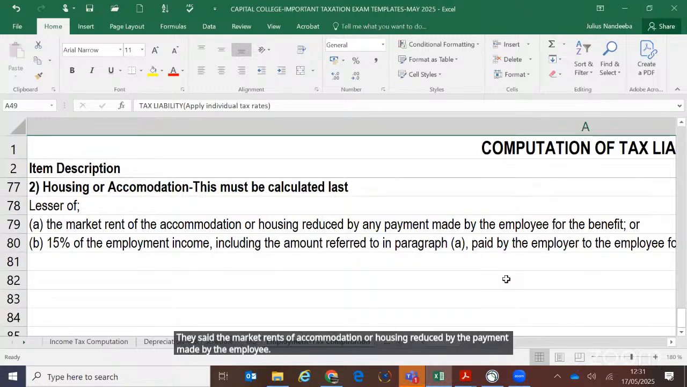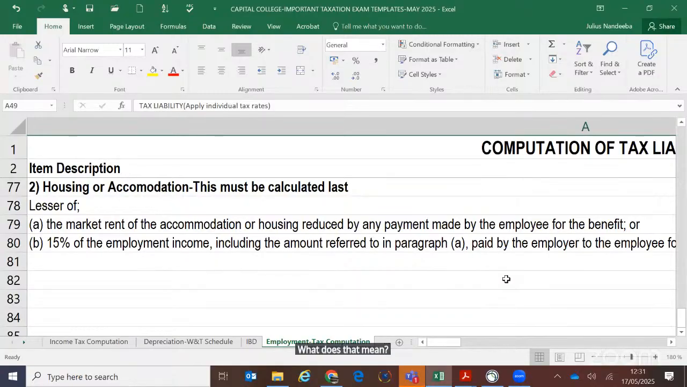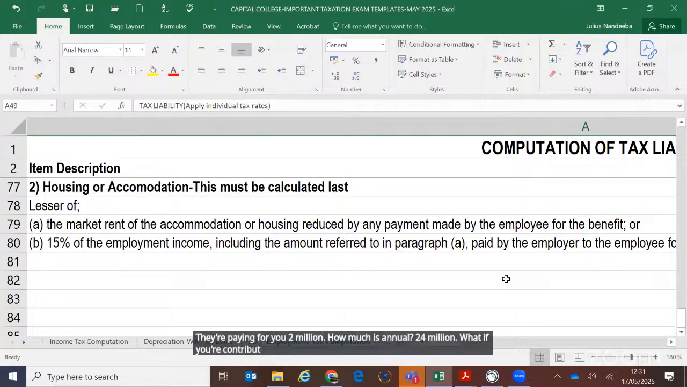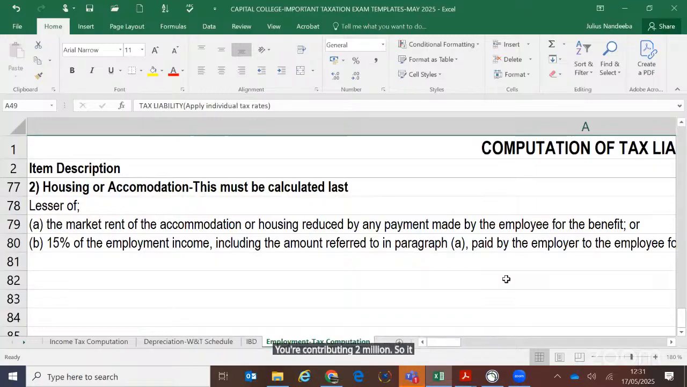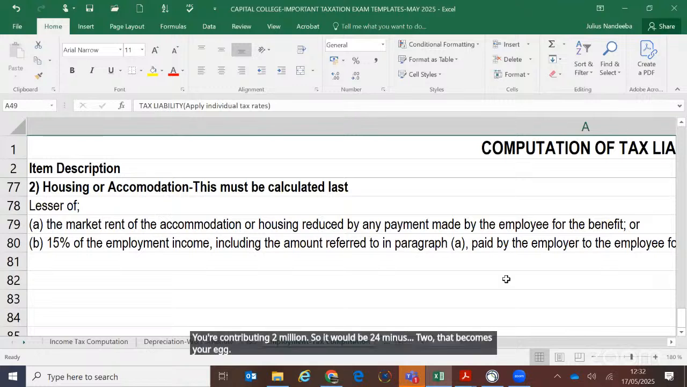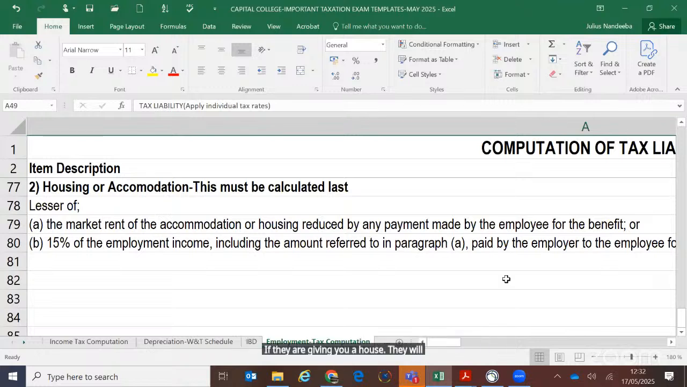What does that mean? An example, they are paying for you rent, and each month they are paying 2 million. How much is the annual payment? They are paying for you 2 million. How much is annual? 24 million. What if you're contributing, say for example, 2 million. So it will be 24 minus 2. That becomes your A.